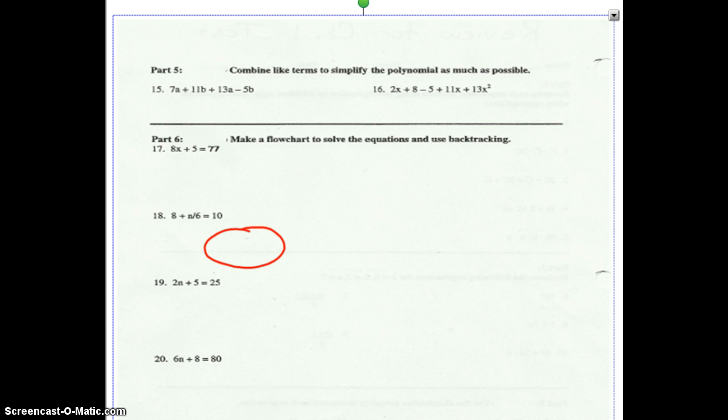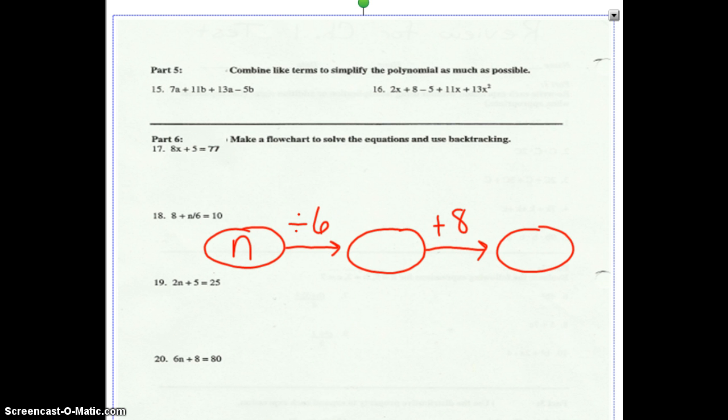Remember, flowcharts are the ones with the circles. Okay. What goes in the input circle? Yes, remember it's the variable. Then we have to follow our order of operations. Let's see, our variable is n. The first thing that happens to n is divide by 6. Then we keep going along. The next thing that happens to n is this 8, which is added. So then our answer goes in our output of 10.